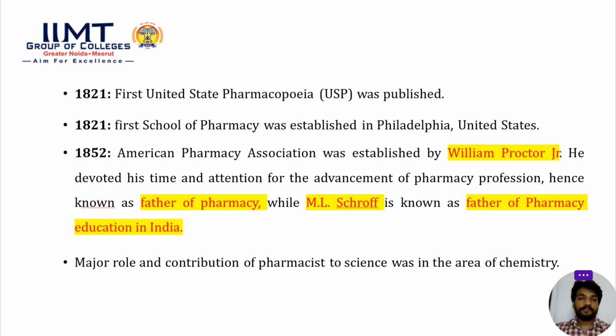The next year is 1821. In the year 1821, the first United States Pharmacopoeia was published, and in the same year, the first school of pharmacy was established in Philadelphia, United States.